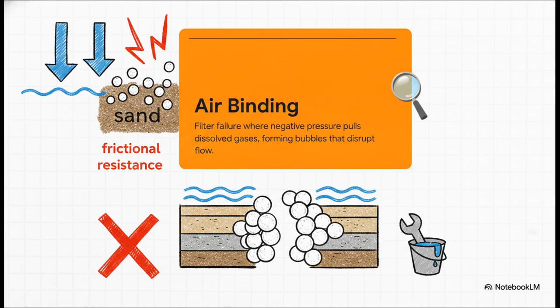But as you might guess, this intense filtration can lead to some huge engineering headaches. Take air binding, for example. As more and more impurities get trapped in the sand, the frictional resistance just shoots up. The initial head loss goes from 15 to 30 meters and just keeps climbing. Eventually, the bottom sand actually acts like a vacuum. It creates negative pressure, which literally pulls dissolved gases right out of the water. These gases form bubbles that stick to the sand grains, seriously messing up the filter's operation. When this happens, no question about it, the filter absolutely must be cleaned.